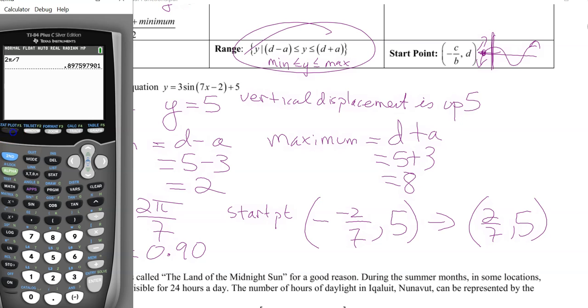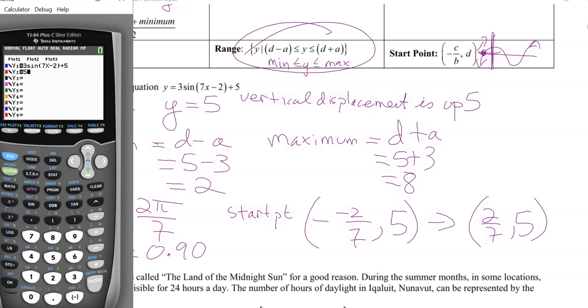If I want to graph this, let's go to y equals: 3 sine of (7x minus 2), close bracket, plus 5. I also like to graph the midline, to see if it's in the right place and splits the thing in half. We're also going to look for the start point. We think the start point is at 2 over 7, and we can work that out in a second.